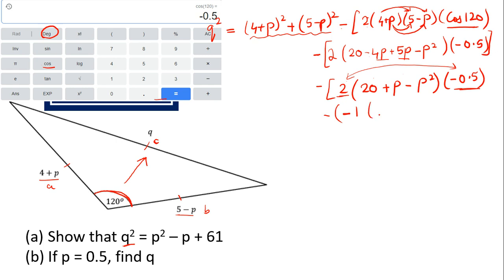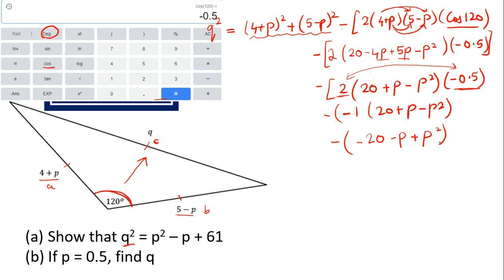So negative 1 times (20 plus p minus p squared). Now this negative 1 is multiplied with all of this, so I will have something like this. Negative 1 times 20 gives me negative 20, and then negative 1 times p gives me a negative p, and negative 1 times negative p squared gives me a positive p squared.